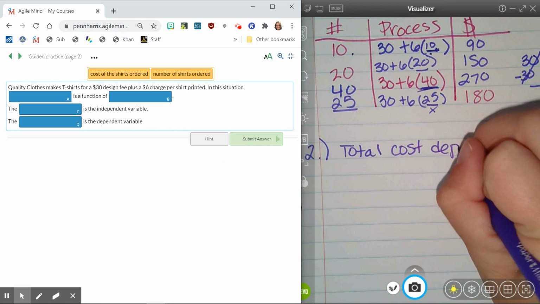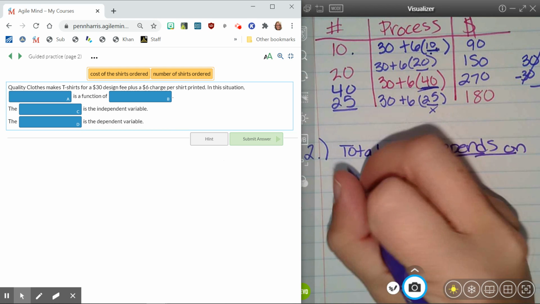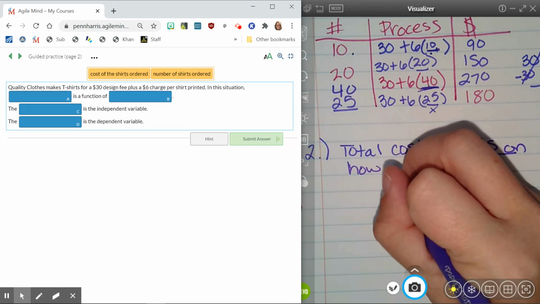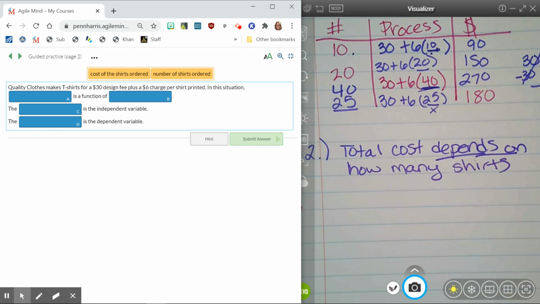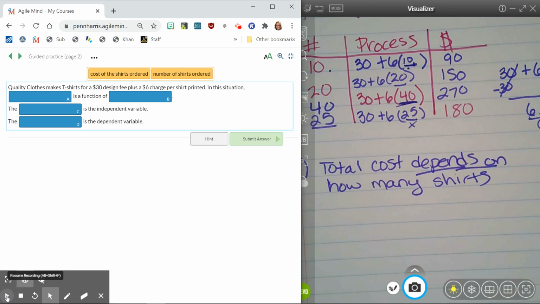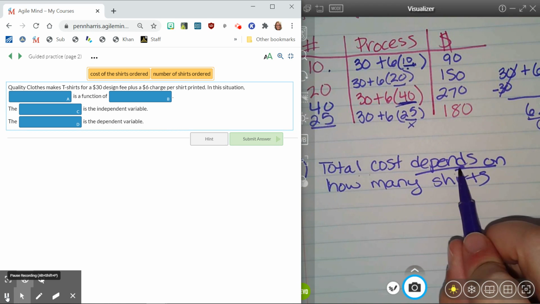depends on how many shirts I buy, how many shirts I order. So when we go through this, I believe this was student activity sheet 2. We need to think about what was our dependency. Well, the first thing that we need to do here is determine what is our dependent and independent variable.